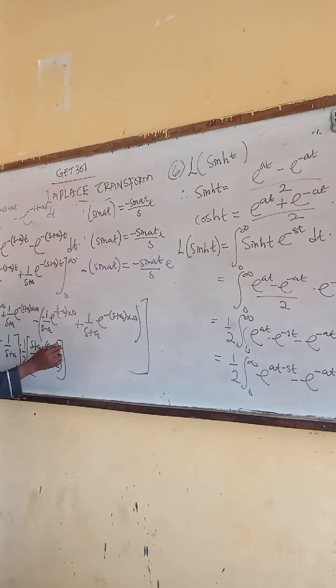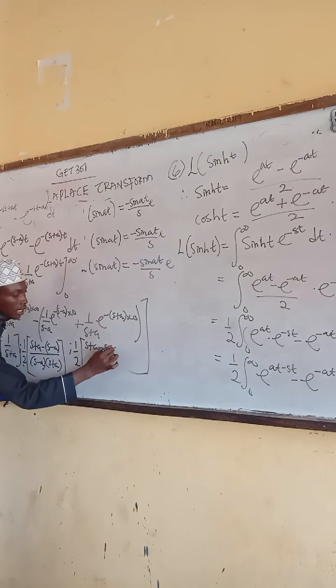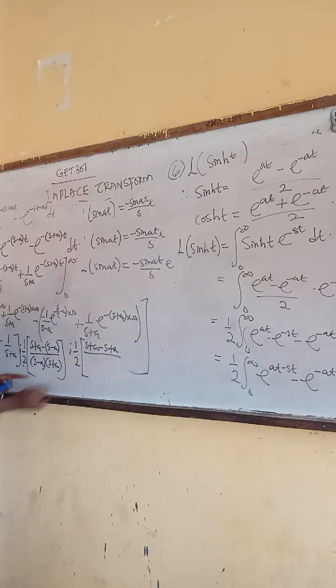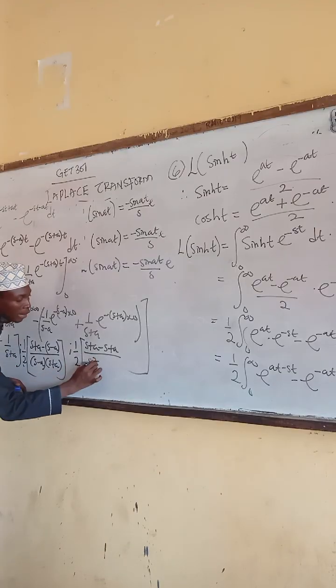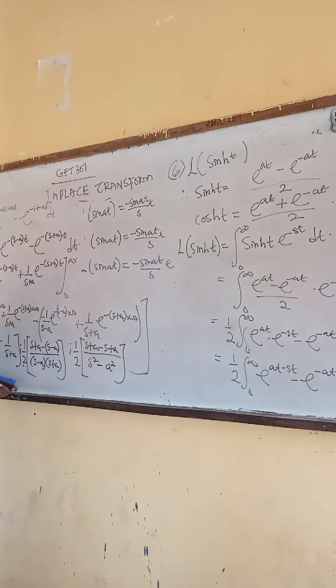So open the bracket. You are going to have 1 over 2, s plus a minus s, minus times minus a, plus a, right? Divided by what is this one? This one is what? Difference of 2 squares, right? So s times s, you have s squared minus as plus as minus a squared, right? So we are going to have s squared minus a squared. S minus a into s plus a is what? Difference of 2 squares, right? Find the LCM here.